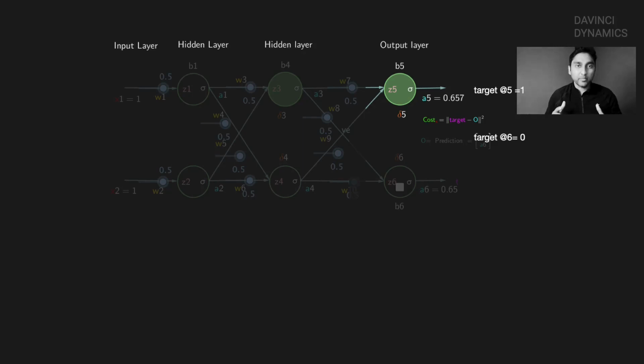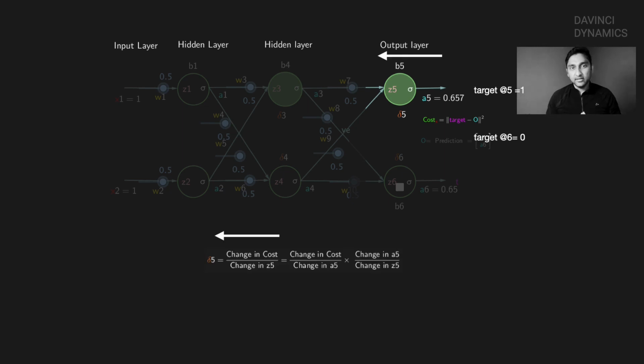Let's dive into backpropagation, starting with our output node Z5. We are going to calculate an error term which we will call delta 5. This term tells us how a tiny tweak in Z5's total weighted input affects our total cost. Here's how we calculate delta 5. Delta 5 equals the change in cost with respect to A5 times the change in A5 with respect to Z5.